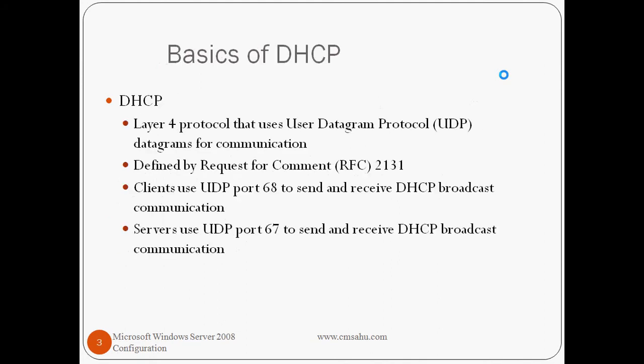So the objectives you understand. The basics of DHCP, I already told you, the protocol used in DHCP is UDP. Port 68 for the client and 67 for the server. Just remember this. These ports are very important. You have to remember.